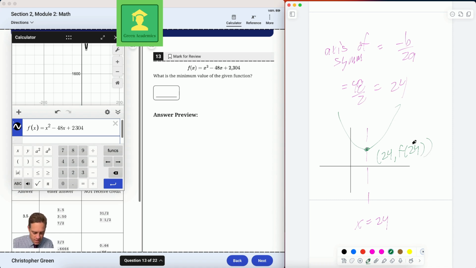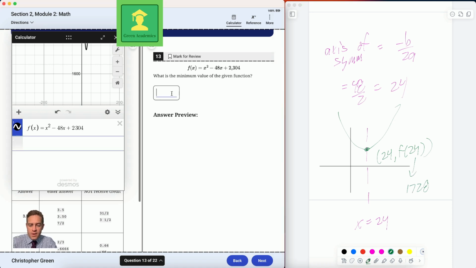And just to prove the point, I'm going to hit it really carefully on the calculator. So 24 squared minus the quantity 48 times 24 plus 2304, and this right here is 1728, which is the answer. Although just graphing it on Desmos gets you there much, much quicker.